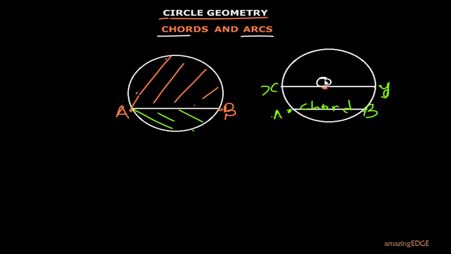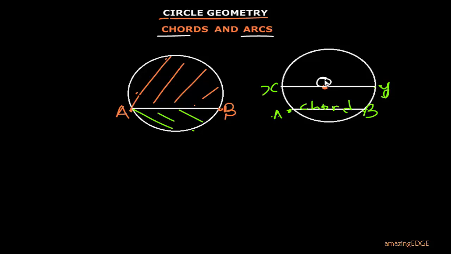In actual fact, a diameter is a chord, but it is a special kind of chord because, one, it passes through the center of the circle, and two, it divides the circle into two equal parts. Other chords will not divide the circle into two equal parts, but divide it into two parts so that one part will be greater than the other part. So this is what we call a chord.